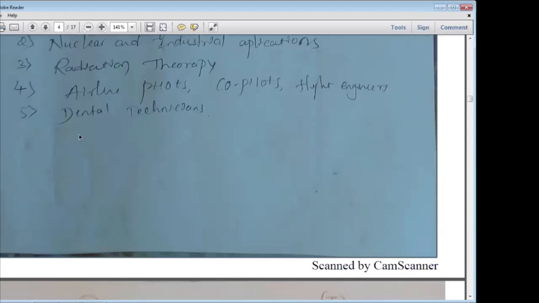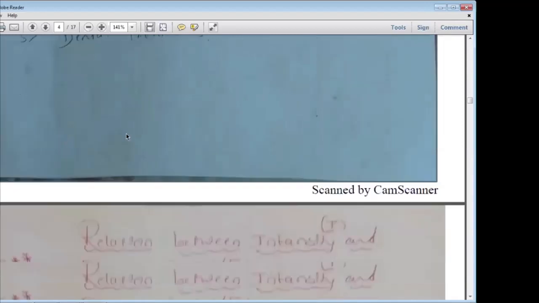It will also avoid harmful radiations falling on other persons or any objects. Those are the purposes for which they use what is called a radiation shield.